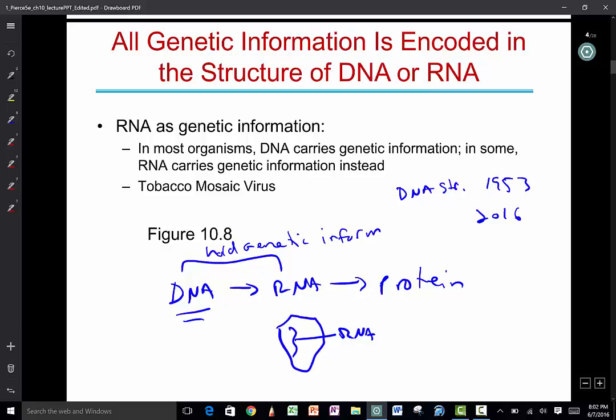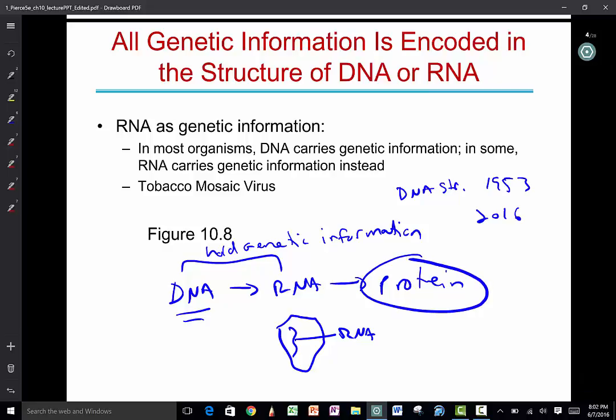The genetic information gets expressed in the form of protein, but we don't think of protein as being the holder or the storage molecule for that genetic information. So it's either DNA or RNA, and for now we're going to start thinking about DNA.